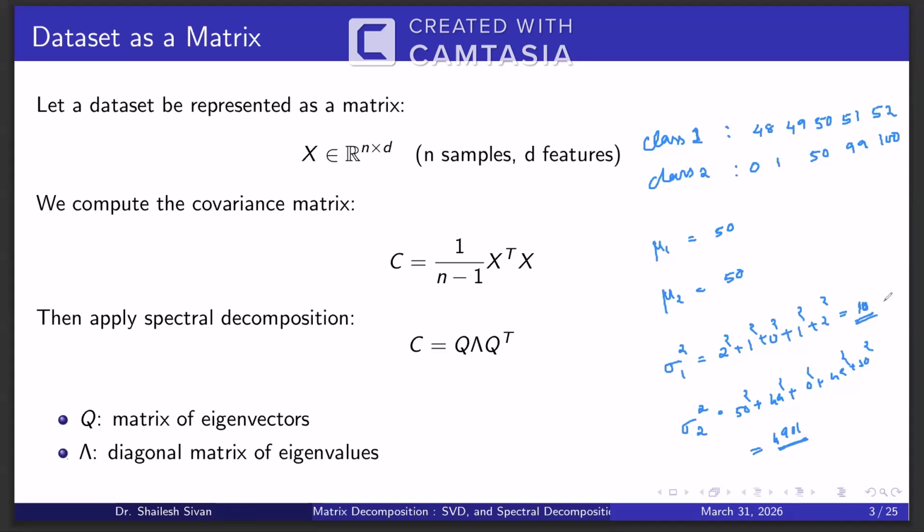So this is the variance. Okay. So by observing this 10 and by observing this 4901, what can one conclude? 50 is the mean, right? Mu and sigma. 50 is the mean, and sigma is root 10. Maybe I can take root 10. It's sigma square, right? Root 10 will be, what is the root of 10?